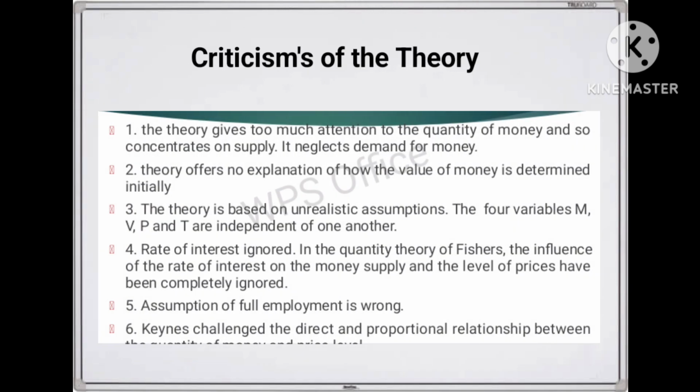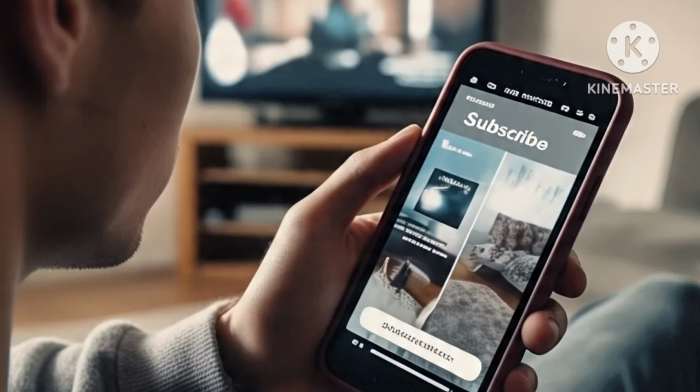Now let's check the criticism of the theory. First, the theory gives too much attention to the quantity of money, and so concentrates on supply. It neglects the demand side. The second one, the theory offers no explanation of how the value of money is determined initially. Third, the theory is based on unrealistic assumptions. The rate of interest is ignored. In Fisher's quantity theory, the influence of the rate of interest on the money supply and the level of price has been absolutely ignored. Full employment is ignored. So that's all about today's Fisher's equation of exchange.